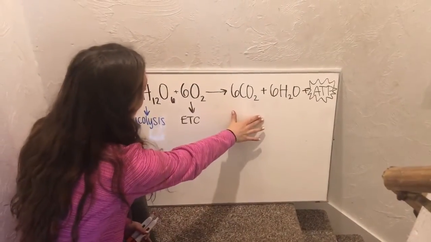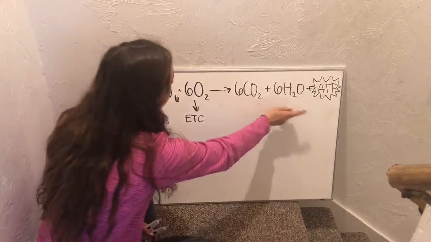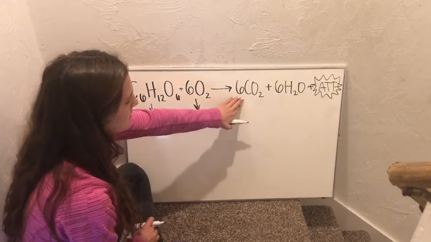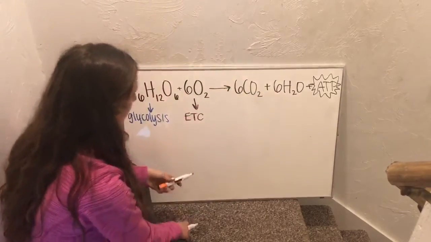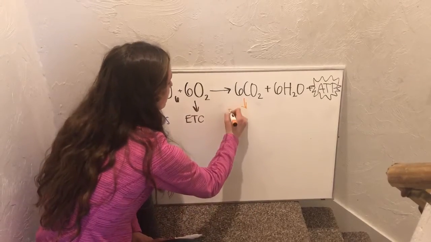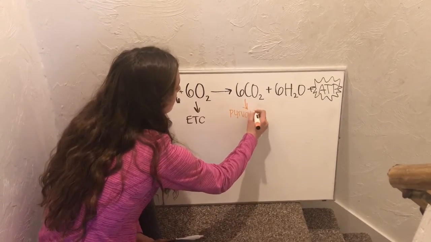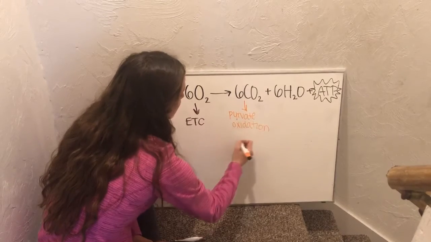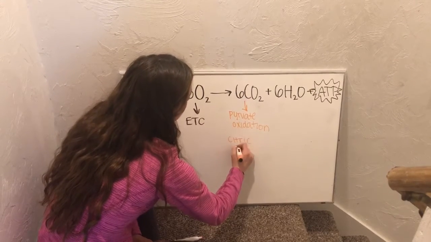On this side of the reaction, we have the products: carbon dioxide, water, and ATP. There are about 38 molecules of ATP produced, 6 molecules of carbon dioxide, and 6 of water. The carbon dioxide is produced during 2 different parts of cellular respiration. First, during the pyruvate oxidation, and secondly, during the citric acid cycle.